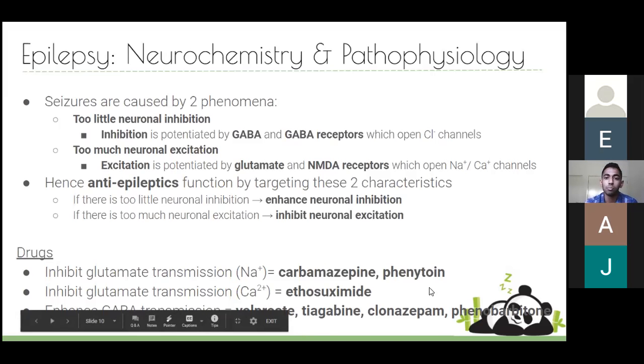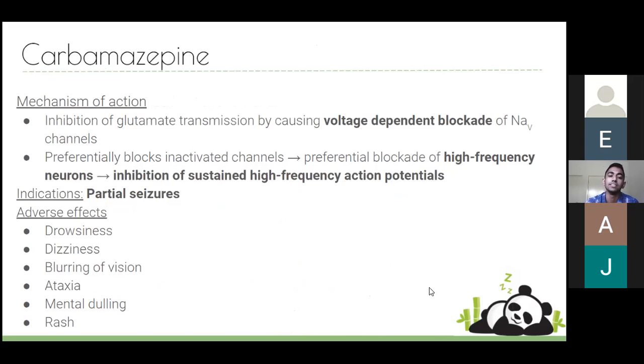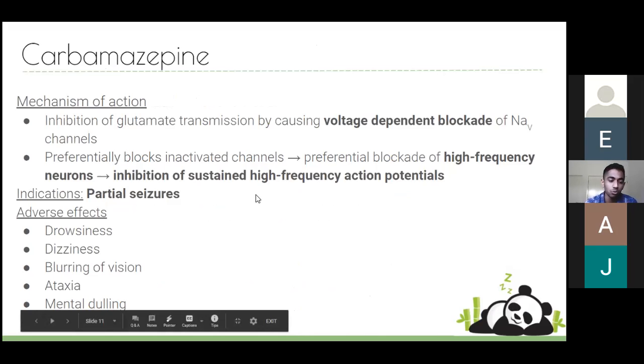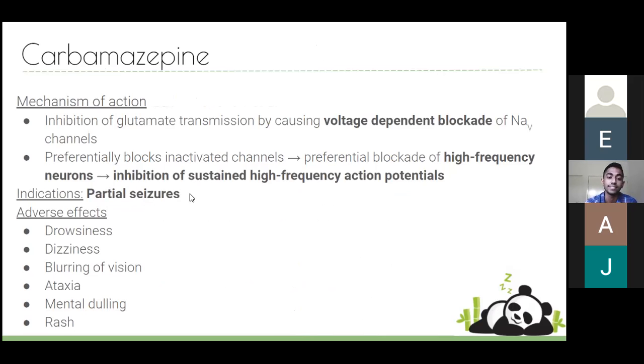All right, so we'll talk about them one by one. We'll start off with the ones increasing or decreasing glutamate transmission. So we'll start with carbamazepine. This is one of the most common ones, most commonly used in partial seizures. So indications are really important in seizures.